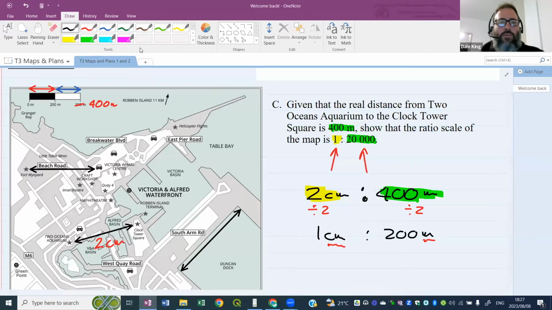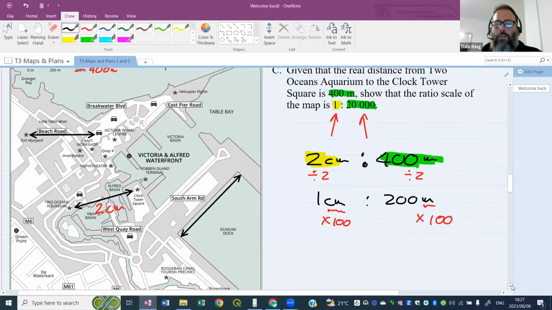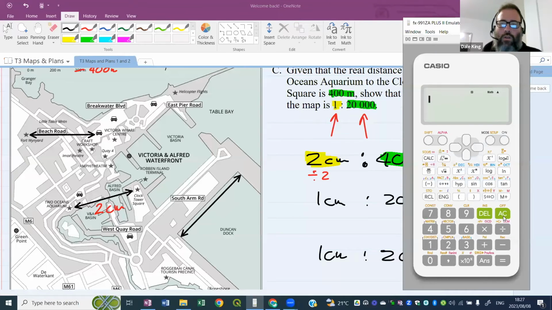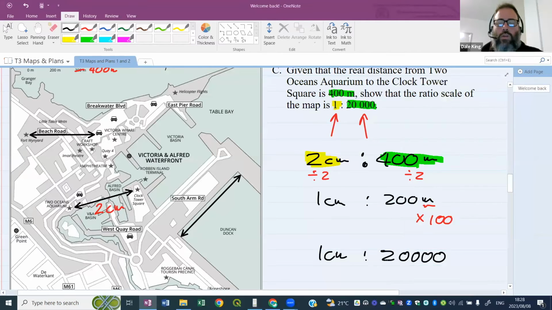All right, to get meters into centimeters, guys, we got to times by 100. Sorry, we don't need to do it on the left. We just need to do it on the right-hand side. So we got 1 centimeter here is 200 meters times by 100. Let's check with the calculator. Let it do the work for us. 200 meters times by 100. Oh, 20,000.